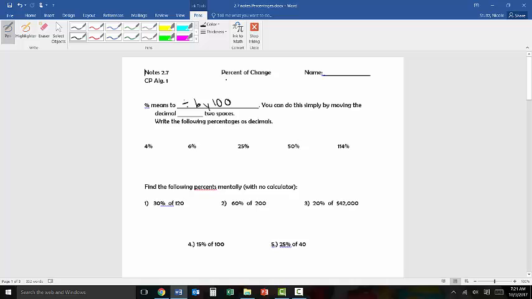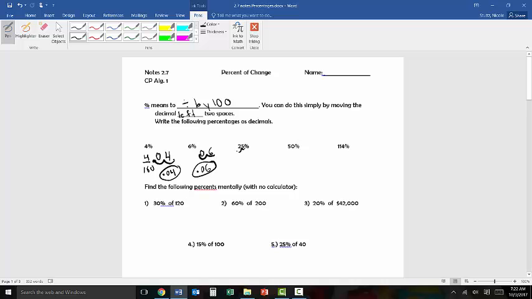So if you want to change a percentage into a decimal form, all you have to do is move the decimal left 2 places. So for example, 4% means 4 divided by 100. So if you wrote 4 with a decimal, it would really be 4.0, and you move the decimal left twice. So 0.04 is 4%. So it's just like 6, you would move the decimal twice to the left. It's 0.06.